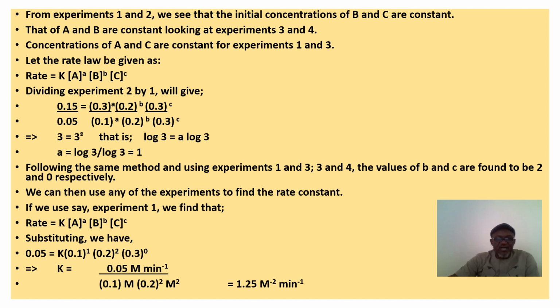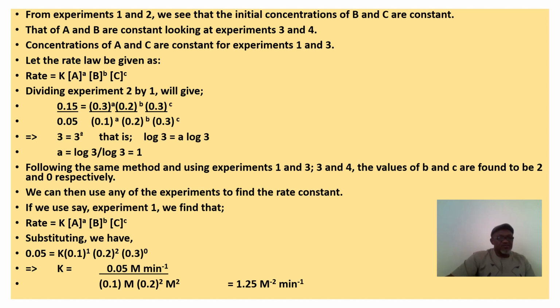So the value of our order of reaction with respect to A is 1. Following the same method and using experiments 1 and 3, and 3 and 4, the values of B and C are found to be 2 and 0 respectively.